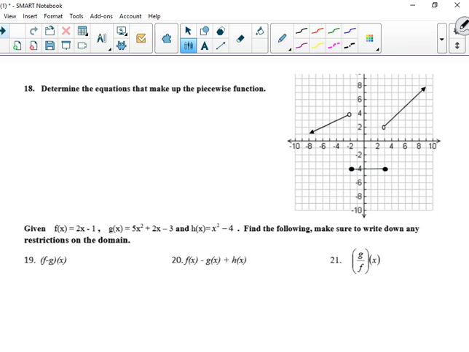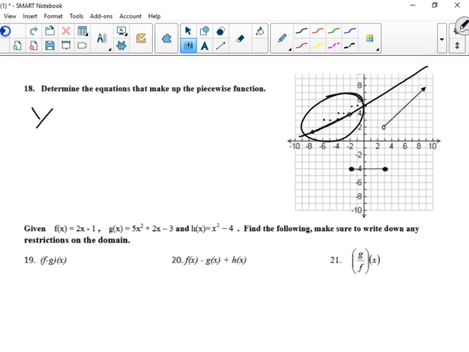Number 18. Determine the equations that make the piecewise function. All right. Well, we're just looking at what's going on here. So let's look at this one first. Well, let's determine what the slope is here. We have points here, here, and here. So what's my slope? It's up 1, right 2. Up 1, right 2. Up 1, right 2. There is my y-intercept. So if this line was whole, it would go through right there.